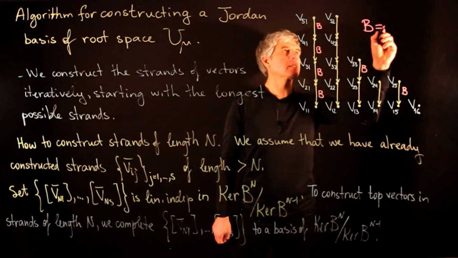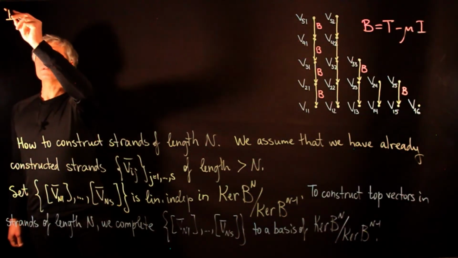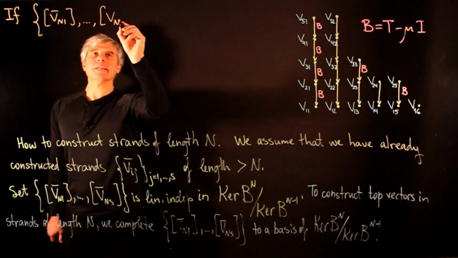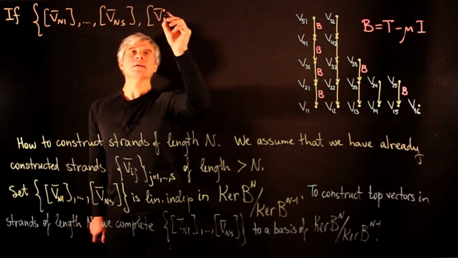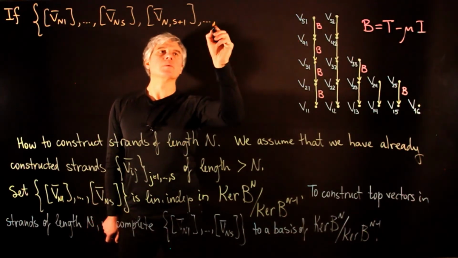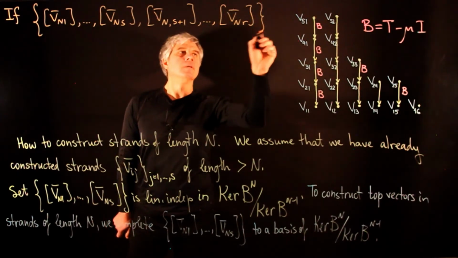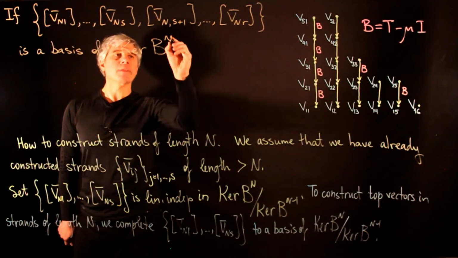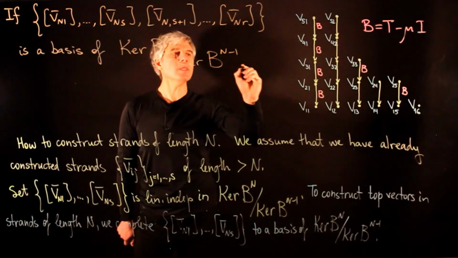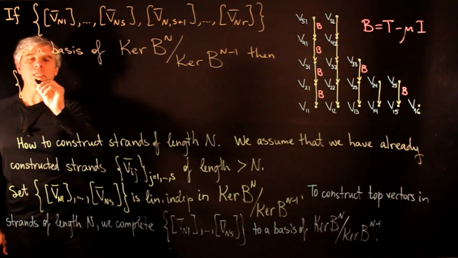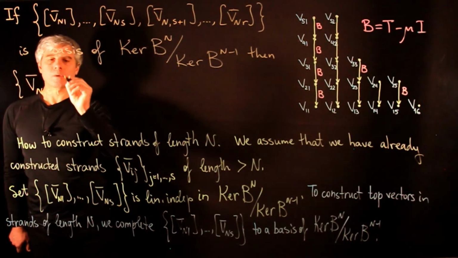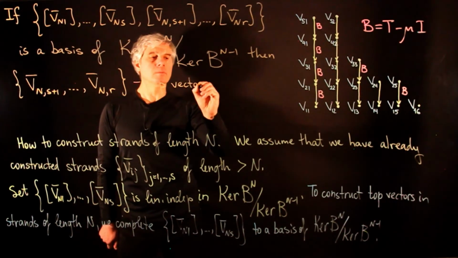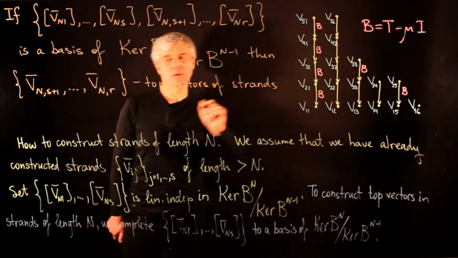Here the operator B is T minus mu times I. So if the set V_n1 through V_ns and then extended with V_n,s+1 to V_nr is a basis of this quotient space, kernel of b to the power n by kernel of b to the power n minus 1, then the vectors V_n,s+1 through V_nr, so these are top vectors of strands of length n.